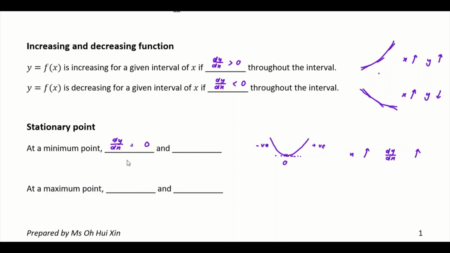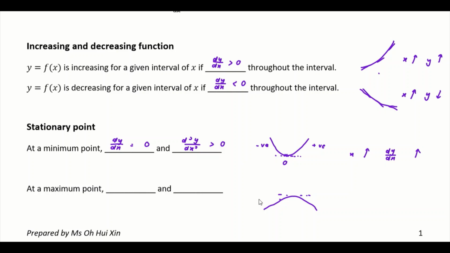But don't forget, at a maximum point you also have dy/dx equals to 0. So that's why we need this. When x increases, dy/dx increases, which means that the rate of change of dy/dx increases as x increases. So that's why we have the second derivative, d squared y over dx squared, greater than 0. Okay, because it's increasing.